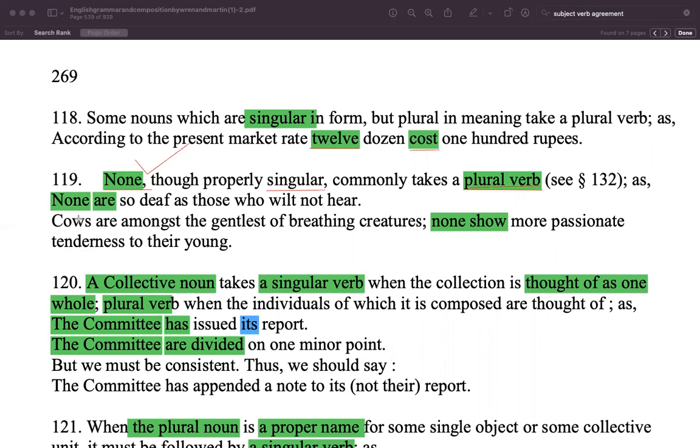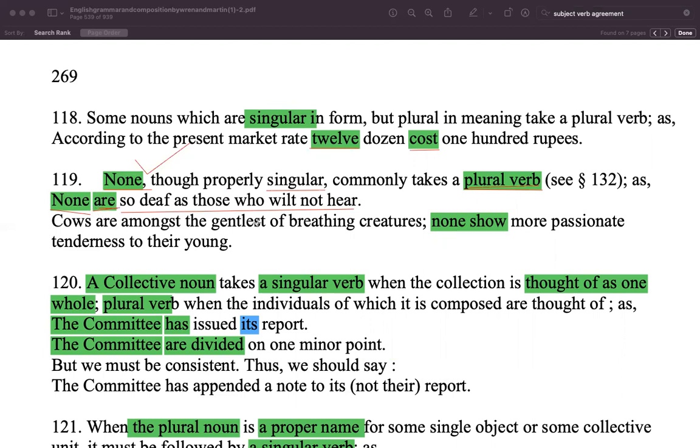How? Now see, if it is used at the beginning, none are so deaf as those who will not hear. None are so deaf. So why is "are" used? The subject none is indicating no one, but at the beginning, it is used as none. So therefore, it will be used as "are".